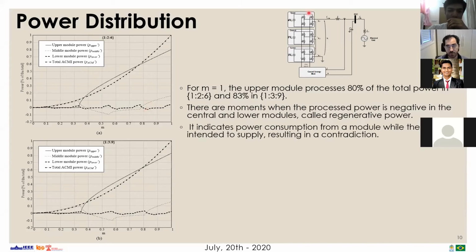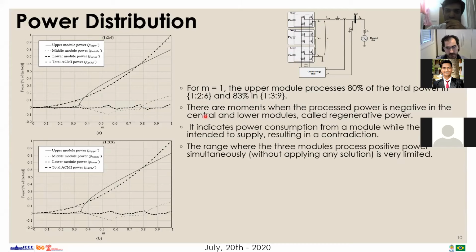And this is not good because, setting a reference to inject the power into the grid, this module will deliver power, this will deliver power, but this is consuming power. And this is actually a contradiction. I have a negative power being processed at this lower module, which is not good. This will inject, and this will consume. This is one of the greatest drawbacks of this topology, the regions where you have negative power.